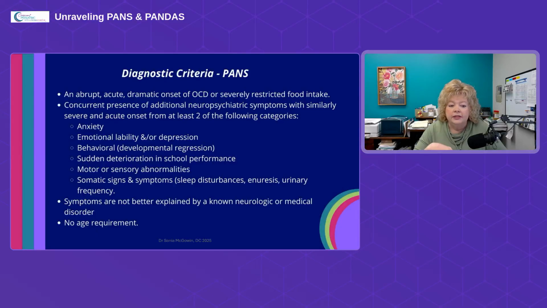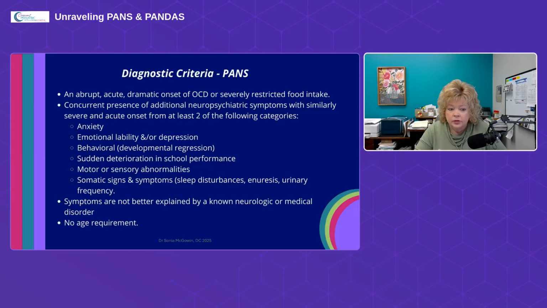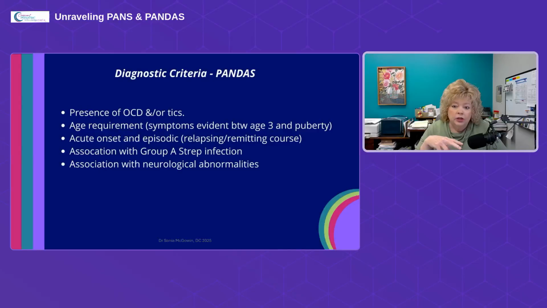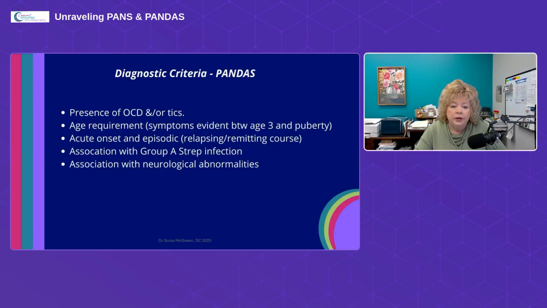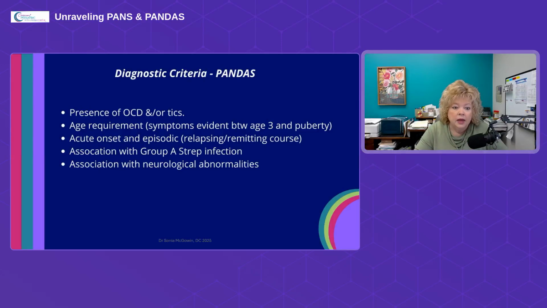And of course, the symptoms are not better explained by something else. For PANS, there's no age requirement. But for PANDAS, we put all that together, plus we add the presence of OCD and/or tics. There is an age requirement. The symptoms need to be evident between ages 3 and puberty. But we've got to be careful with that, right? Even if it's caused by strep, if it's before 3 or after puberty, technically it would be called PANS. But we have seen kids and adults outside of those age limits for sure.